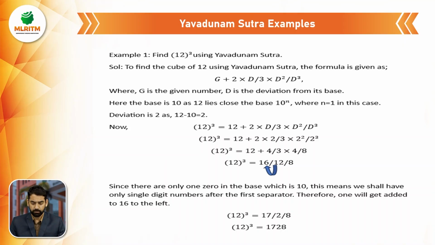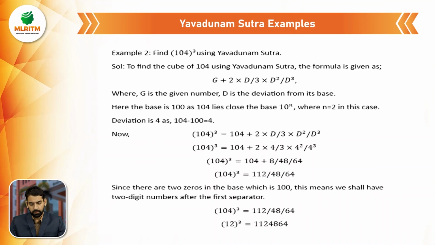So this way we can find the cube of any number using this sutra, which is popularly known as Yavadunam Sutra. Let's move to one more example and find the cube of other numbers using this sutra. In the previous example, we had taken a 2-digit number, and in this example, we are taking a 3-digit number, that is 104. When we have to find the cube of 104 using Yavadunam Sutra, we first use this formula for calculating the cube, and we know that 104 lies close to the base 100, and here the deviation is 104 minus 100, that is 4.